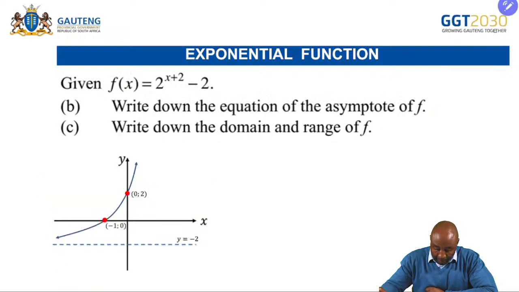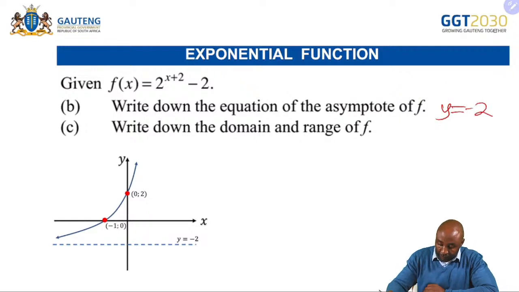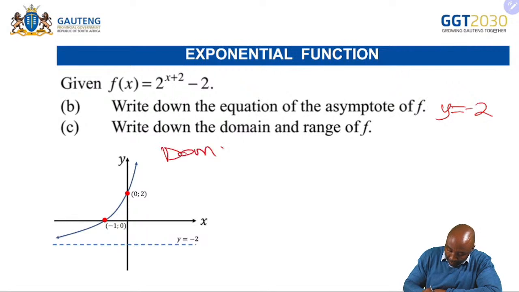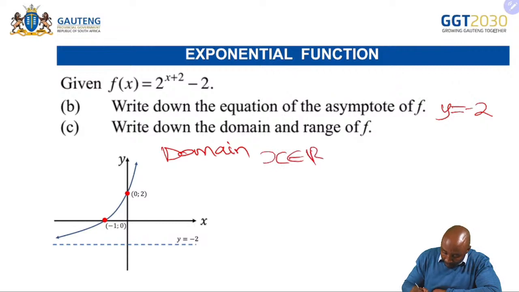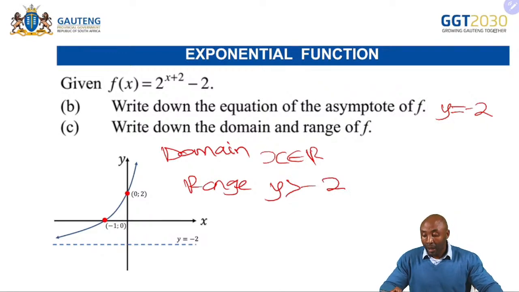Let's answer the other questions. Write down the equation of the asymptote of f. We have already given it. It's y is equal to -2. The domain and range. The domain, you are able to see x is an element of real numbers, and the range becomes y is greater than -2, because our graph is not defined below our horizontal asymptote.